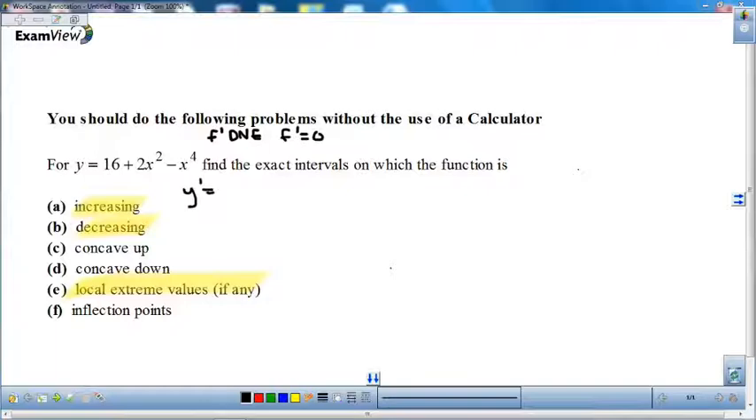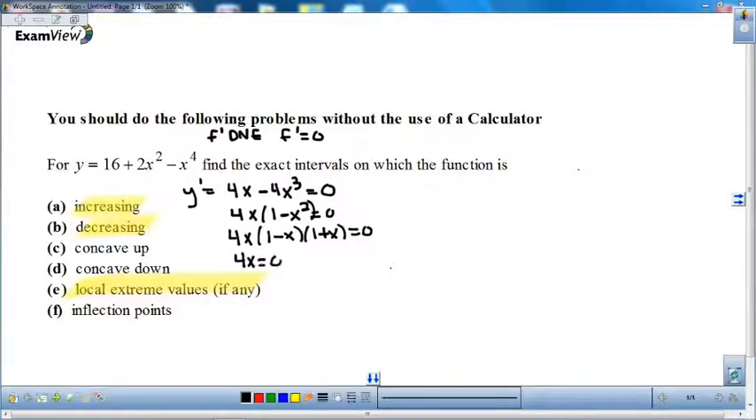My first derivative is going to be 4x minus 4x cubed. I'm going to set that equal to 0 and factor out 4x. And I'm just going to factor it one more time. I'm going to have 1 minus x, 1 plus x. So I have 4x equals 0, 1 minus x equals 0, and 1 plus x equals 0. So x is equal to 0, x is equal to 1, and x is equal to negative 1.